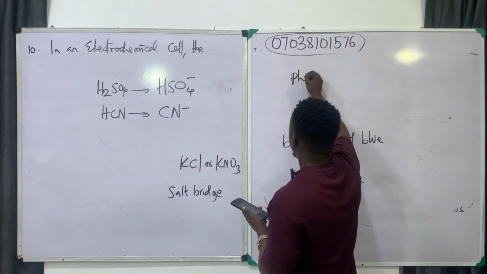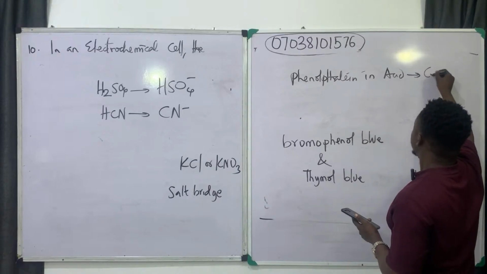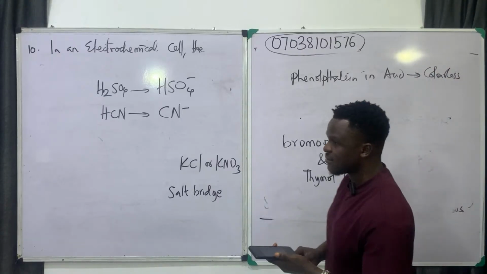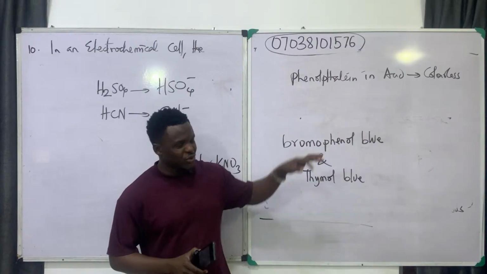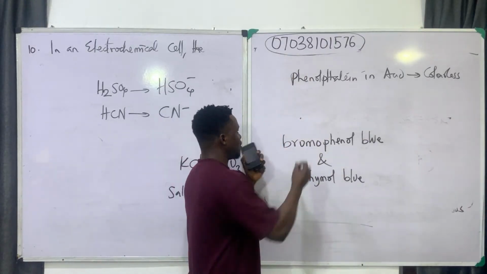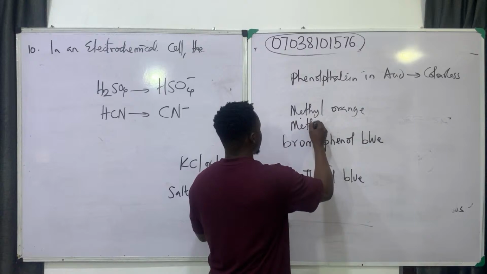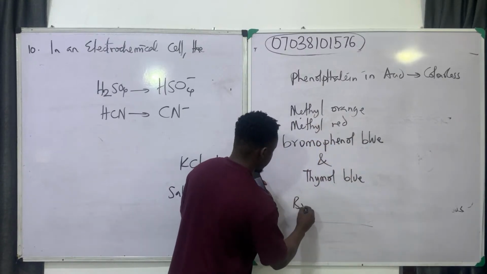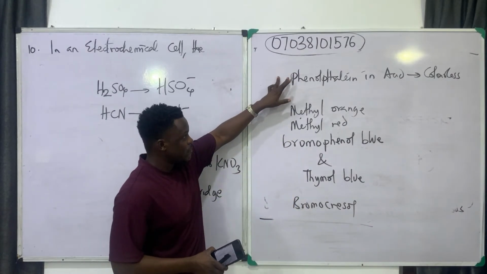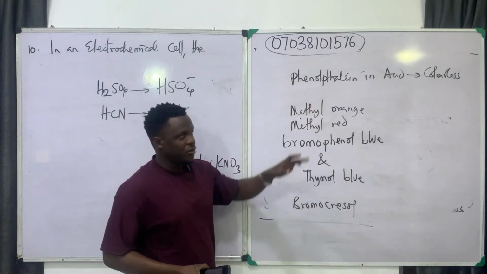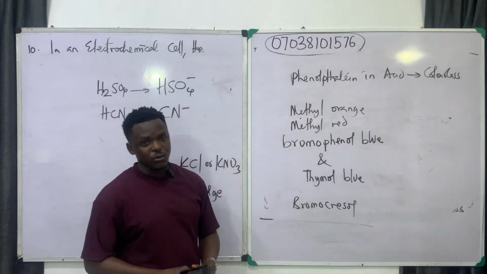Phenolphthalein in acid is colorless, right? So this one, I'm very certain about. Please just look up the colors of indicators online. Just do it after this class. Phenolphthalein, methyl orange, methyl red. Please, these are the indicators. Check their colors in acid and basic medium: phenolphthalein, methyl orange, methyl red, bromophenol blue, thymol blue, and bromocresol.